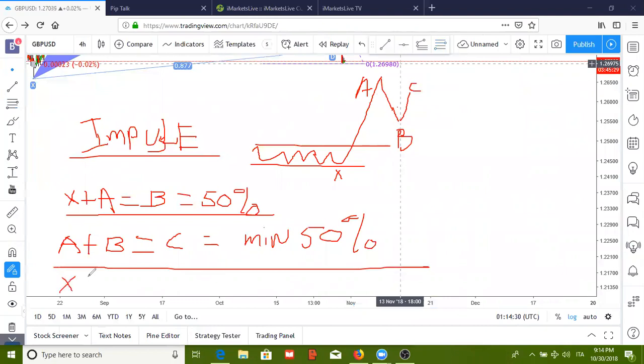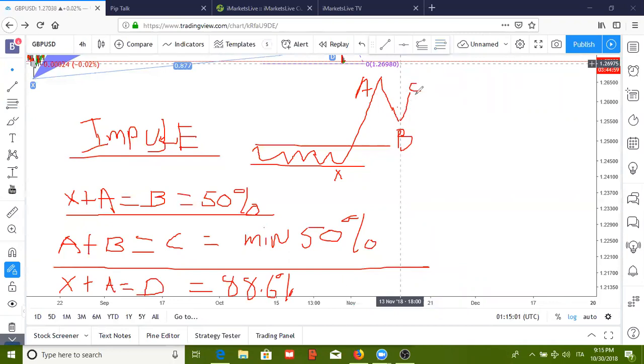You take your fib from X of the entire move. You take your fib from X all the way up to A, X plus A equals D. You take your fib of the entire move, and the D is the 88.6% where you should enter the market for your buying opportunity.